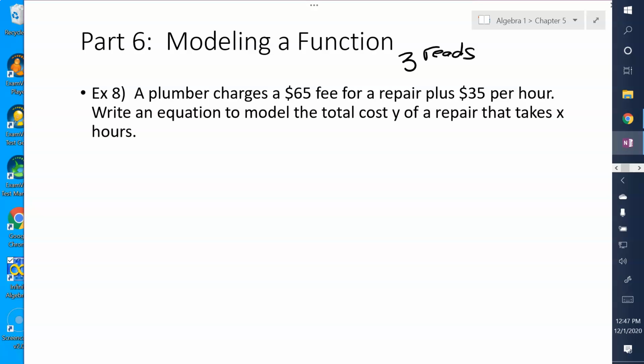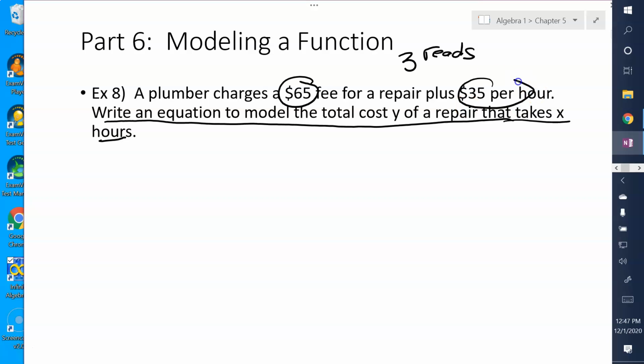The second read is for what it's asking you to do. And it's asking you to write an equation to model the total cost of the repair, which is y, and x hours. And then the third read you would do is for the information, and you would get a $65 fee and $35 per hour. Let's go ahead and jot this information down. So y represents total cost. x is going to represent time or hours.